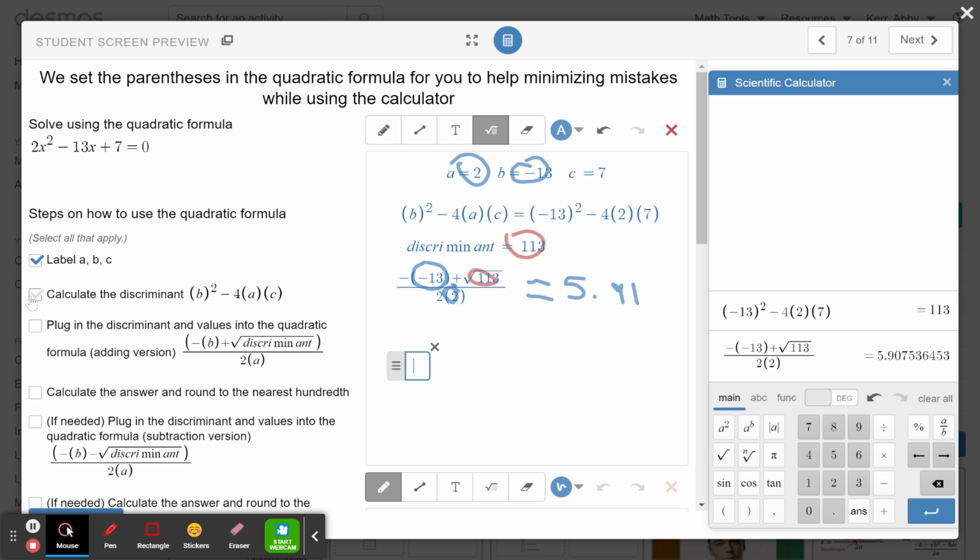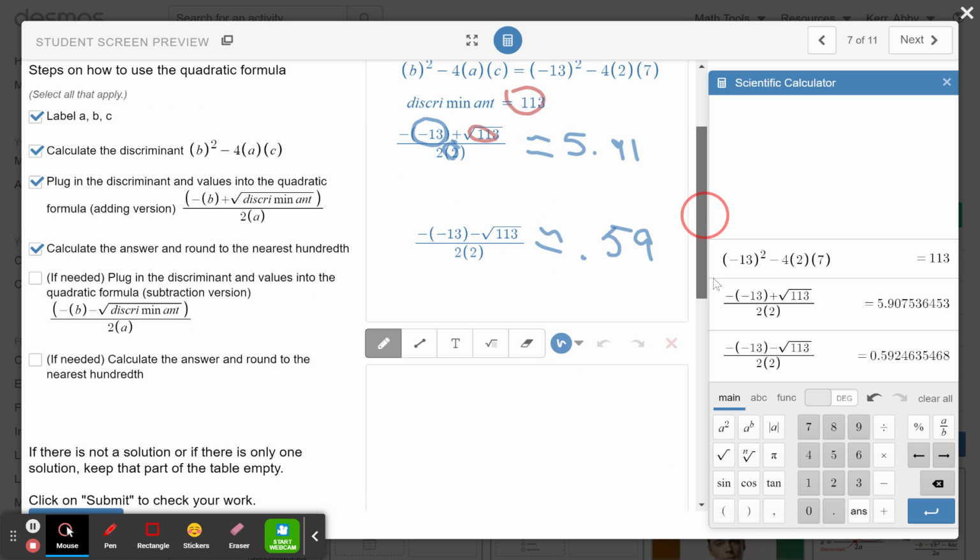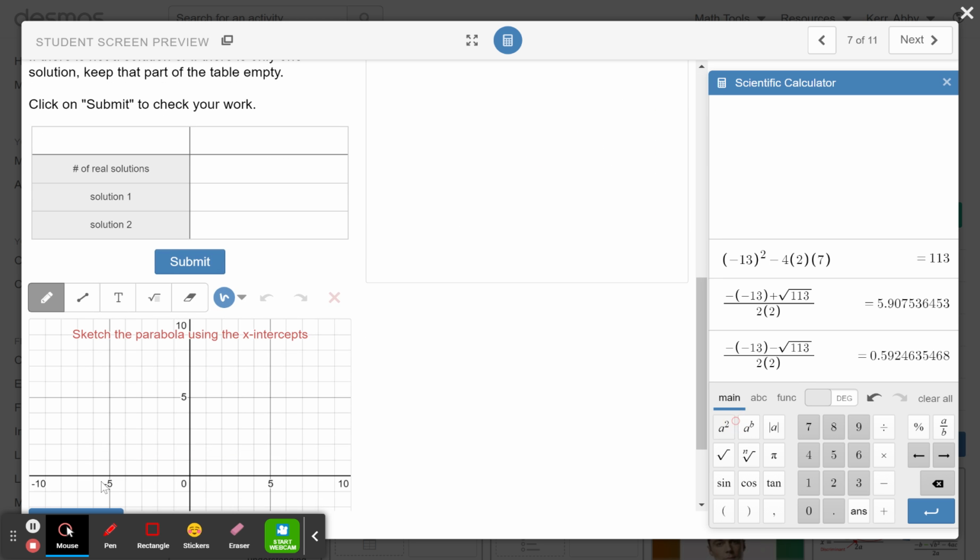Now how you get the other solution is, instead of adding, we're going to minus. See this minus sign here? That's the only thing that I'm going to change. Everything else stays the same. And now I'm going to copy and paste that. And then that x-intercept is going to be 0.59. So that is where the two points of intersection are.